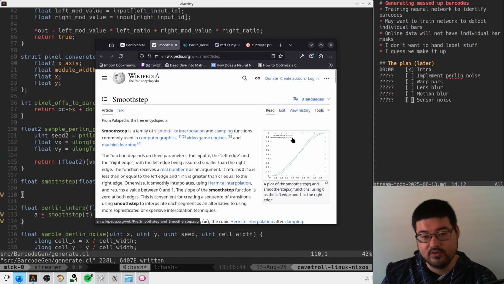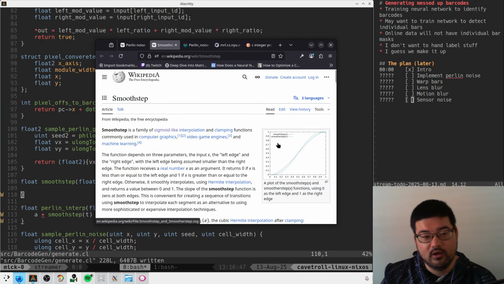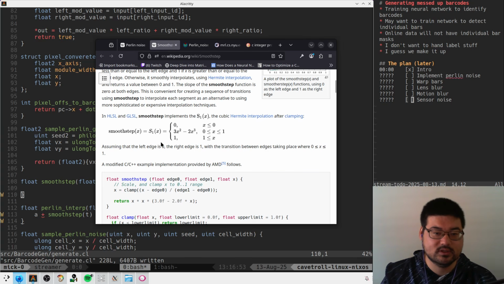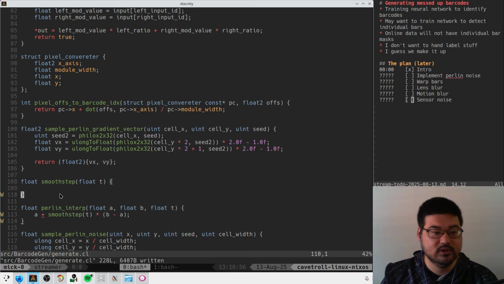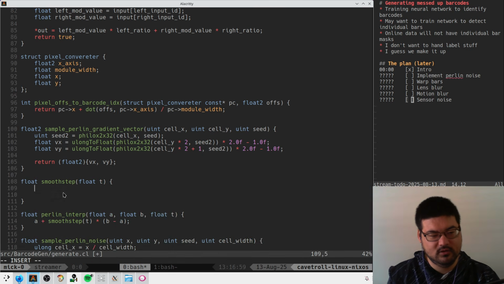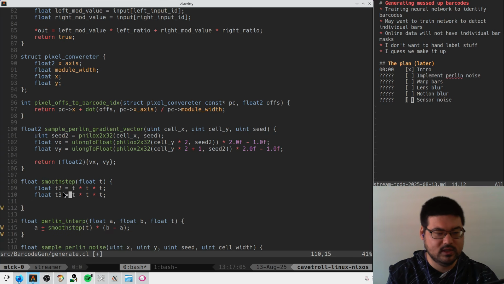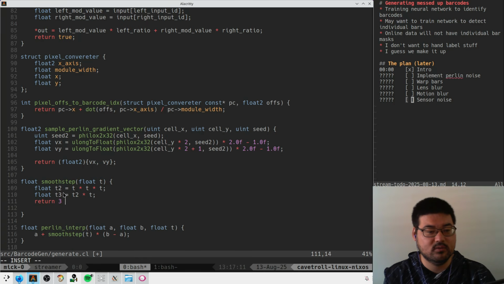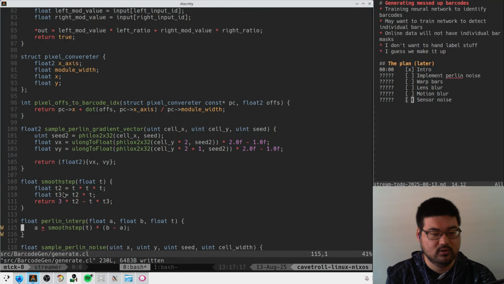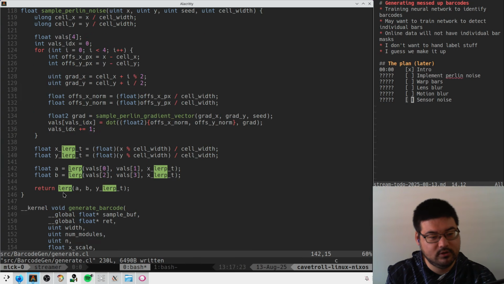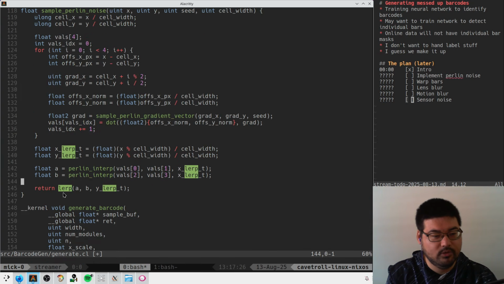And what's this? This is essentially a sigmoid, but like this. So it's 3x squared minus 2x cubed. T3, T times T times T. I guess we do T2 first, and then T3 is T2 times T again. And then this is 3 times T2 minus 2 times T3. Okay. And then here, these lerps become Perlin interp. Boom, boom, boom.